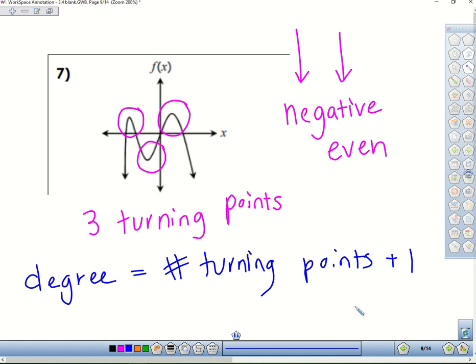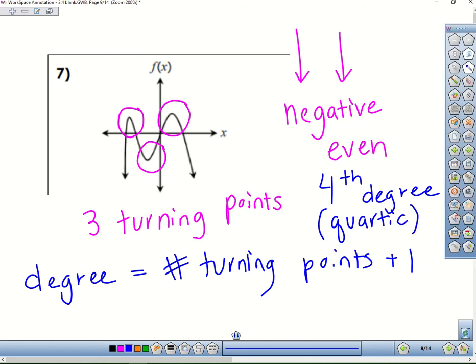So if we have 3 turning points, what's the degree of my function? Yeah, this is a 4th degree polynomial. And we have a word for a 4th degree polynomial. What do we call it? Starts with a Q. Yeah, quartic. Good. So you can figure out what the degree of the polynomial is just by looking at them.